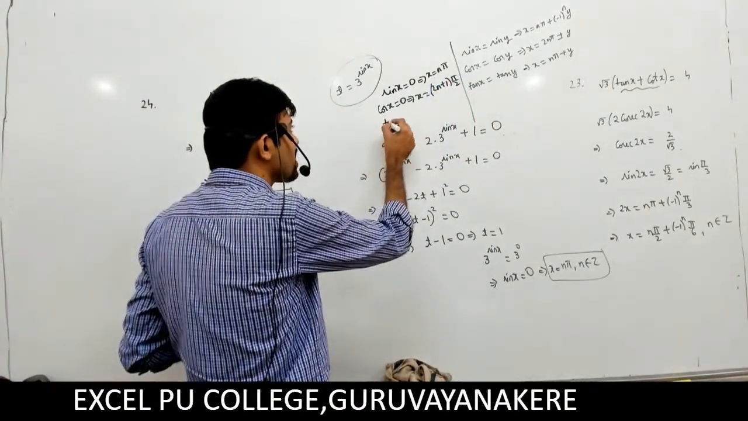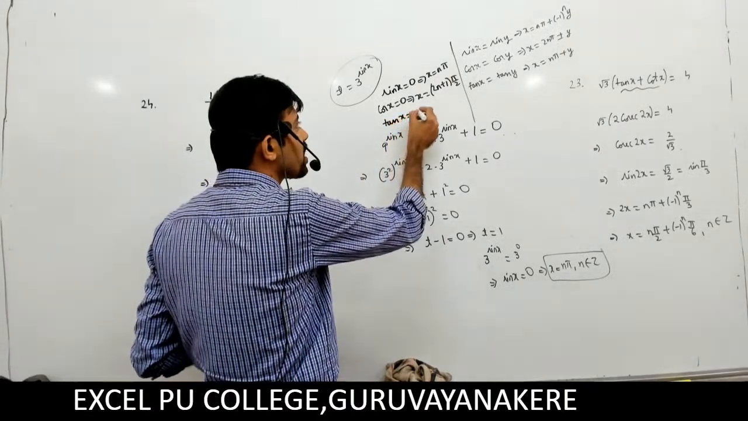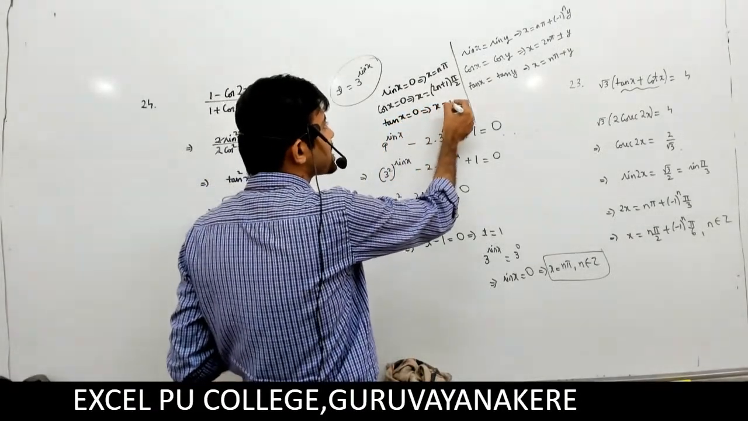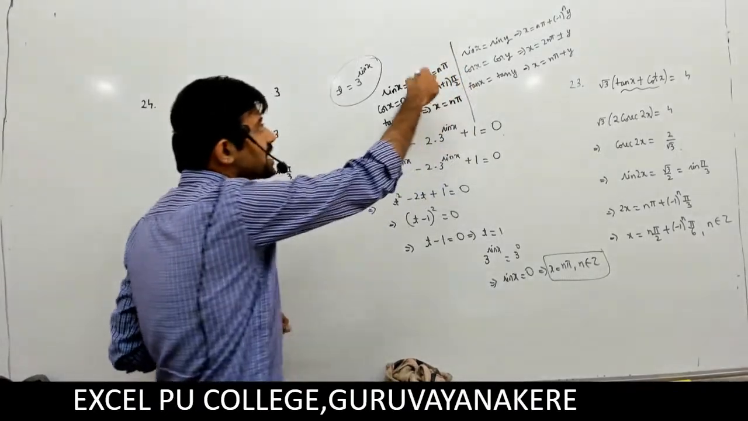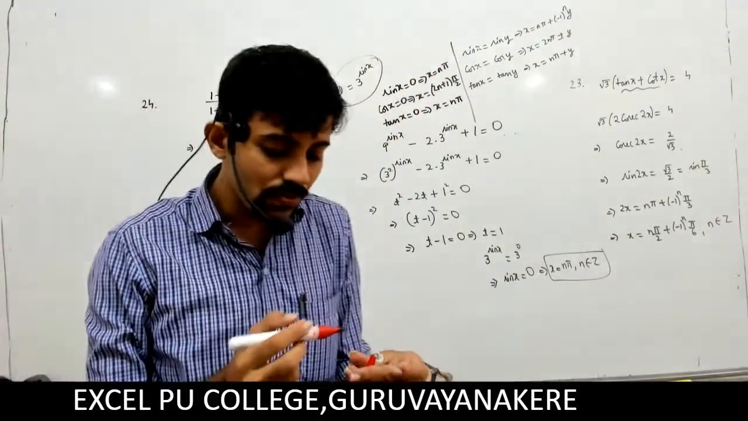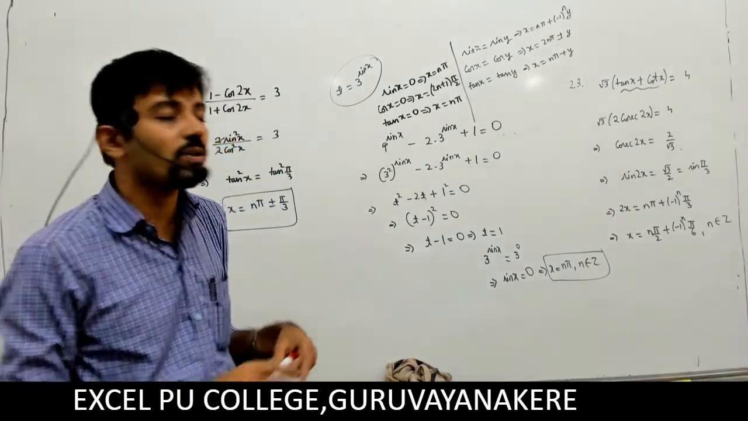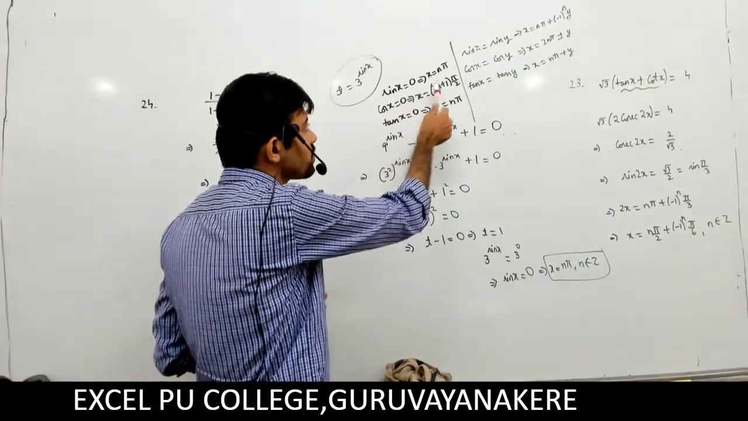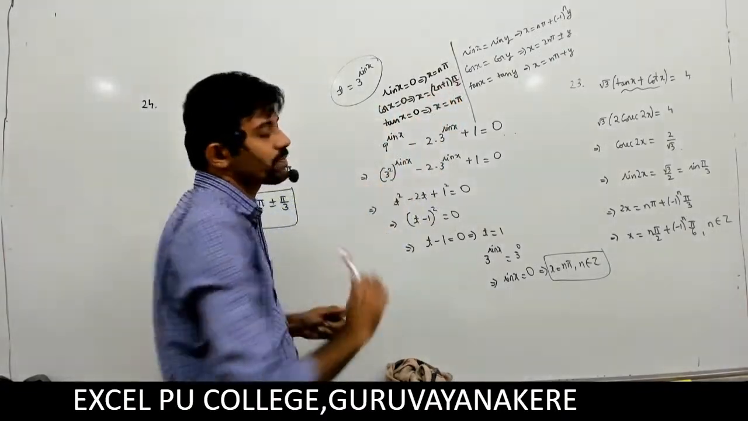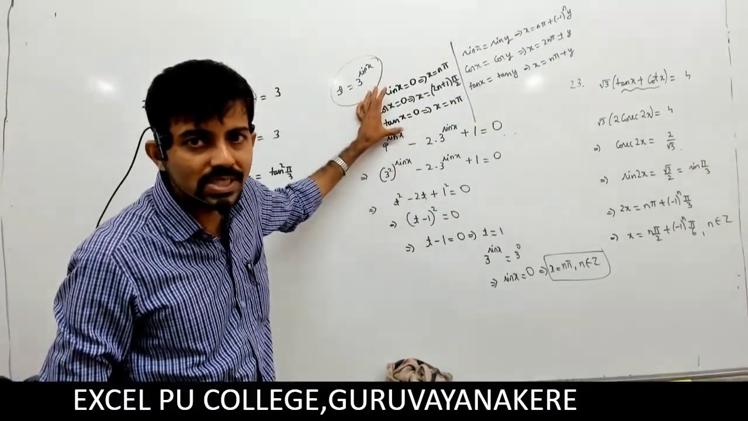Tan x, when does it become 0? Tan x also becomes 0 for x equal to n pi, right? Sine and tan are similar. Sine function becomes 0 for every multiple of pi. Tan function becomes 0 for every multiple of pi. Cos function becomes 0 for odd multiples of pi by 2. Learn these three also, important.